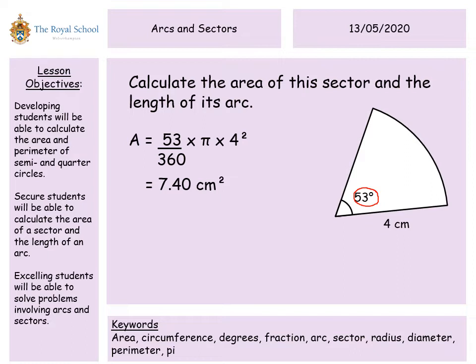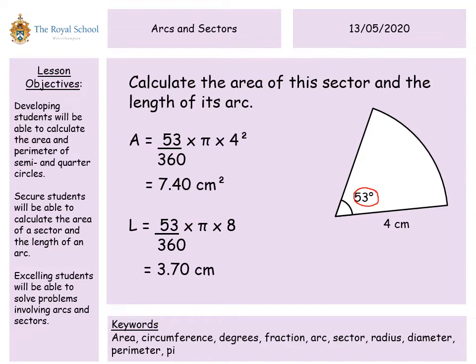We then want the length of the arc. So we're now looking at something related to the circumference of the circle. Again, circumference is going to be pi times diameter, so we're going to run the same process here. We're going to do 53 360ths multiplied by our normal circumference formula. So 53 360ths times pi times diameter, and that's going to get us our 3.70 centimetres in this case.